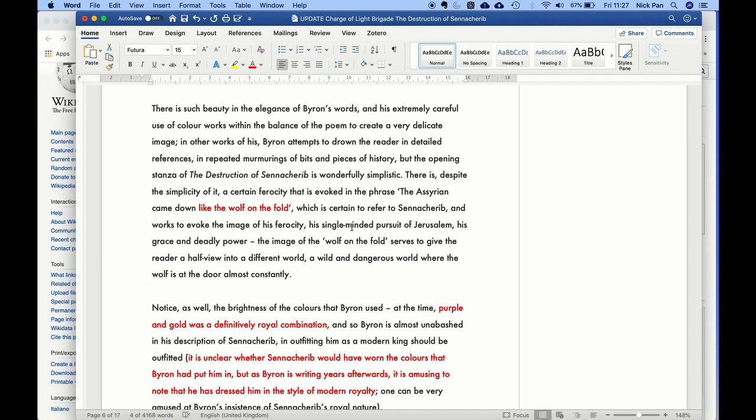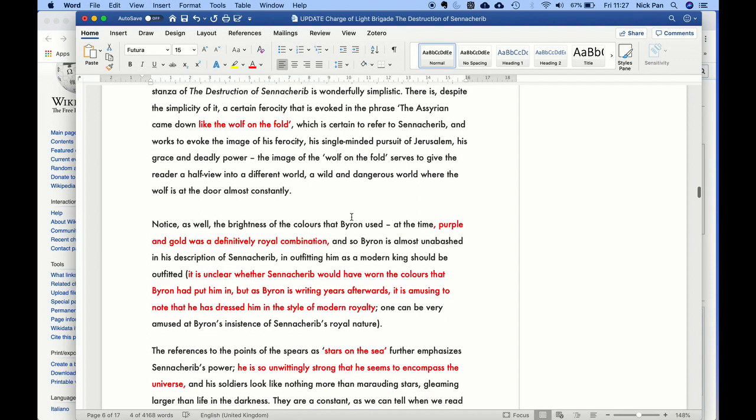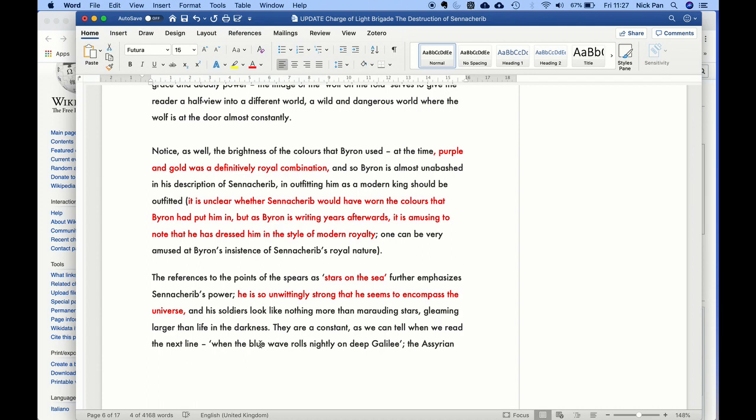The image of the wolf on the fold serves to give the reader a half view into a different world, a wild and dangerous world where the wolf is almost at the door constantly. We notice also the brightness of the colours that we've talked about. The purple and gold are royal colours, purple being a very hard colour to get a hold of as a dye. So it was the purple of an ermine cloak. Ermine is the fur of a pine marten, and purple and gold are royal colours.